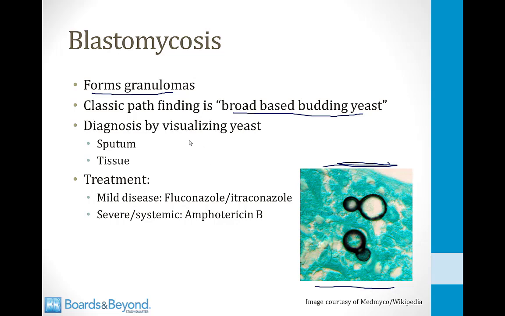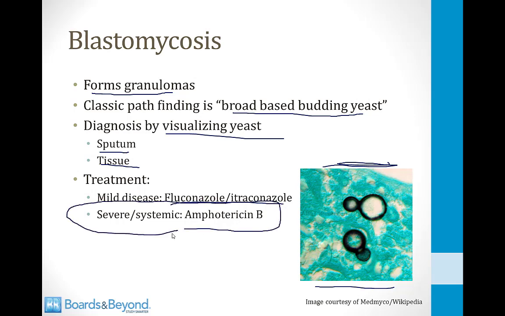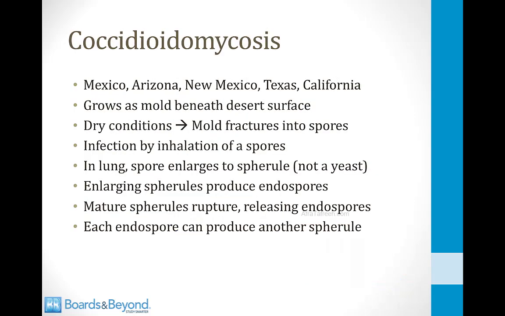And the diagnosis is usually by visualizing the yeast, either in sputum or in tissue, and it's treated like all the fungal pneumonias: with fluconazole and itraconazole for mild disease and amphotericin B for severe or systemic disease. Next, let's talk about coccidioidomycosis.